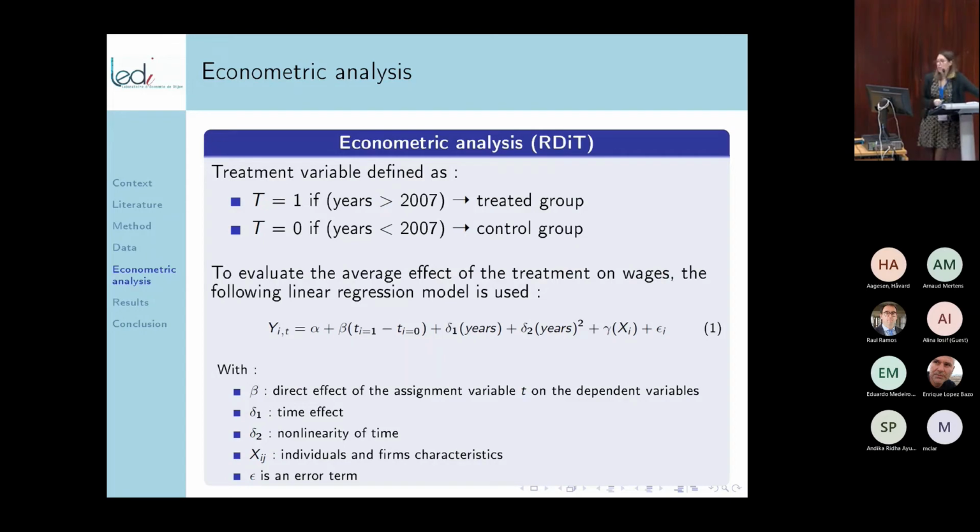To evaluate the average effect of the treatment on wages, the following linear regression model is used, where beta is the direct effect of the assignment variable T on the dependent variable. I also have a time effect and the non-linearity of time. I also include some individual and firm characteristics. In individual characteristics, I include the age, the gender, and the skill occupation. For firm characteristics, I include the firm size, and I also add some theoretical and economic controls. I added GMI by department and GDP evolution to control for the economic crisis.